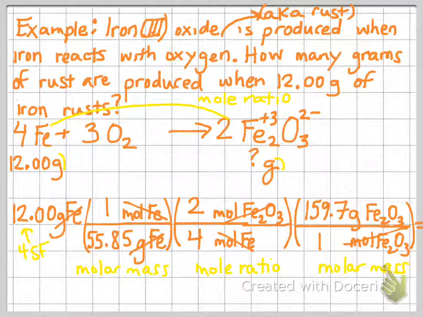So now I have all the numbers I need. I need to do my multiplication and division. Again, remember, I'm multiplying by my numbers that are in my numerator. And I'm going to divide by numbers that are in my denominator. Okay? The order that you do it doesn't matter because it's multiplication and division.